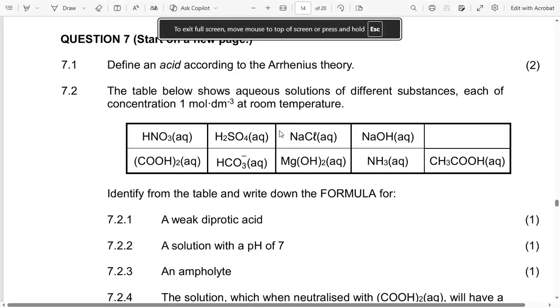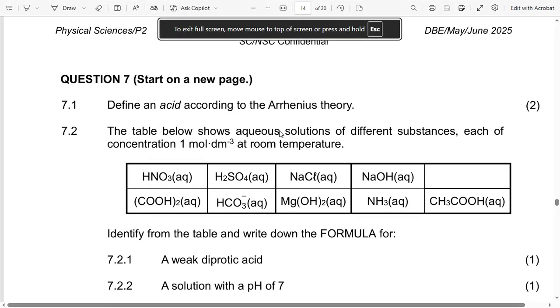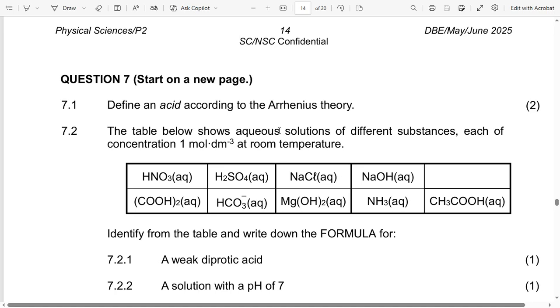Okay, so now I want us to look at this question 7. This is acid and base. We're going to have so much fun working around this topic. So, this is question 7 of the May 2025 June question paper. And the first question says, define acid according to Arrhenius theory.